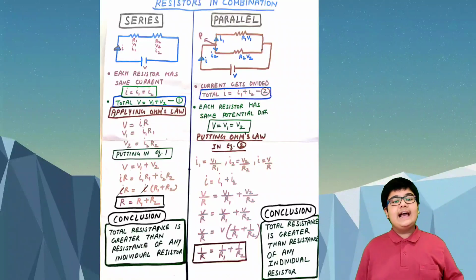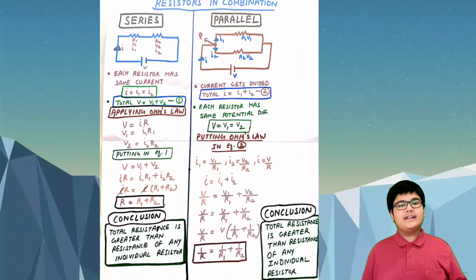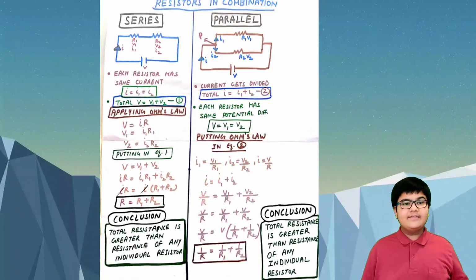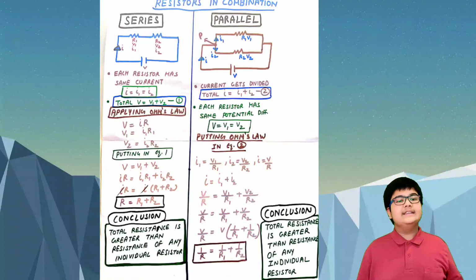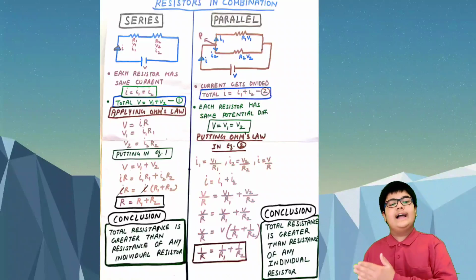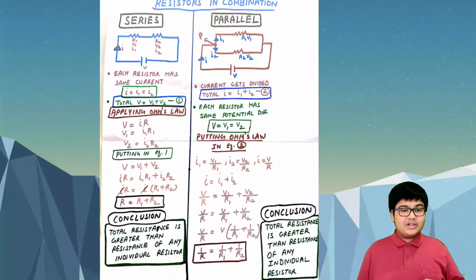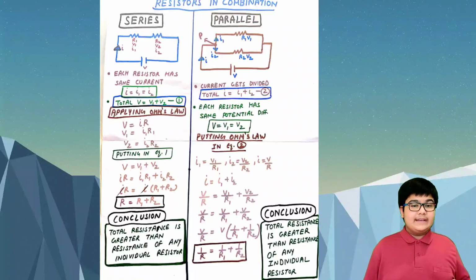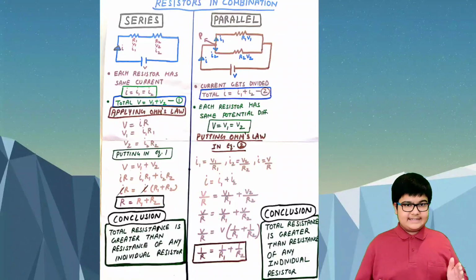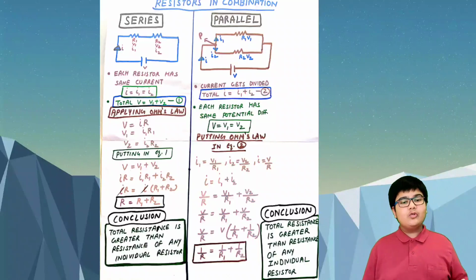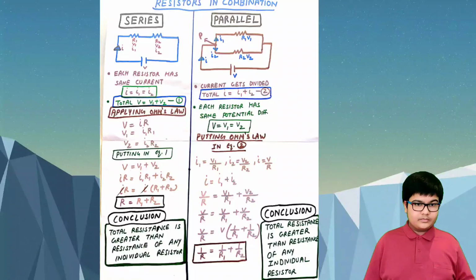From here we can conclude that in parallel combination the total resistance is less than the resistance of any individual resistor. So let us consider two resistors, first of resistance 10 ohms and second of resistance 20 ohms. So if we arrange them in parallel combination, then total resistance will be lesser than the least resistance. That means it will be lesser than the 10 ohm resistance. But in series combination, it will be greater than the 20 ohm resistance. So from here you can understand it better.